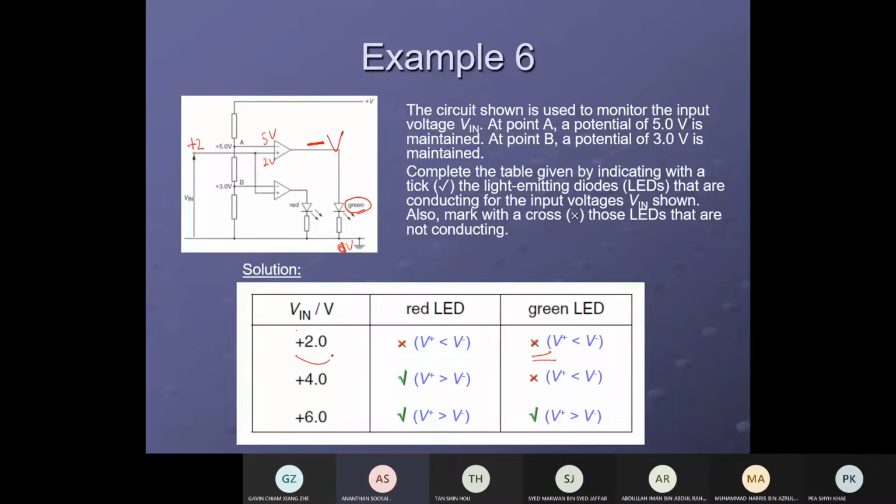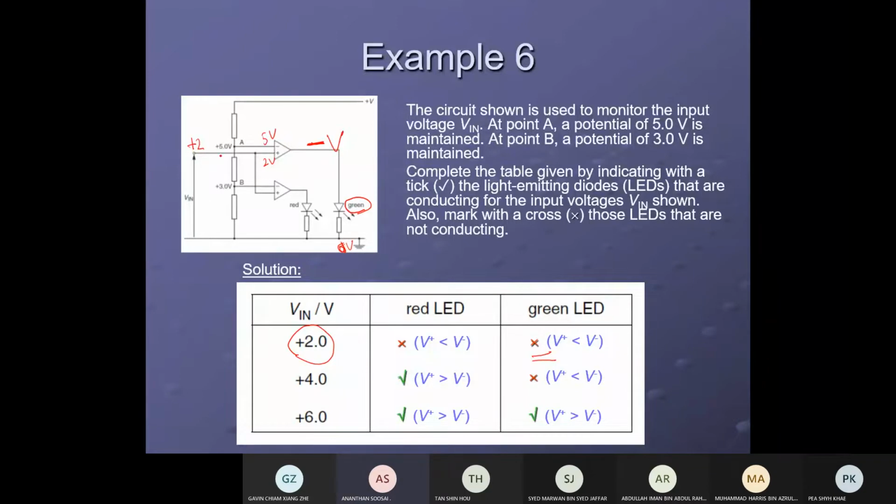So when the input is positive 2 volt, green won't light up. Why won't green light up? Because the green LED is reverse bias. It's reverse bias because the output of the op-amp is negative. Any questions about green?